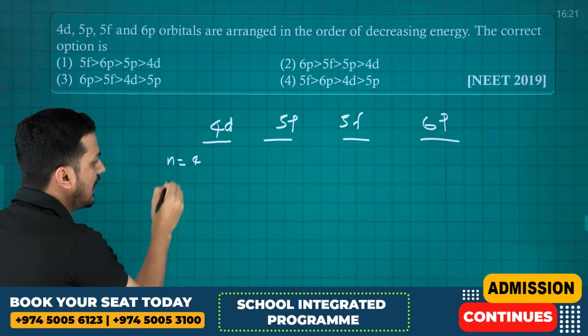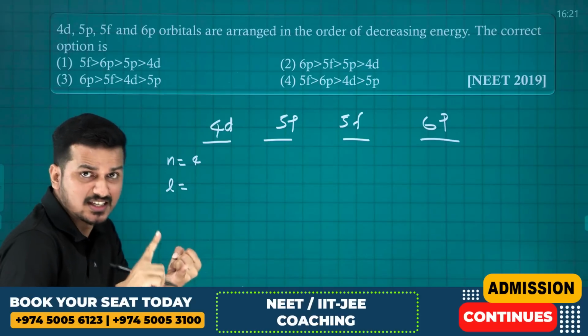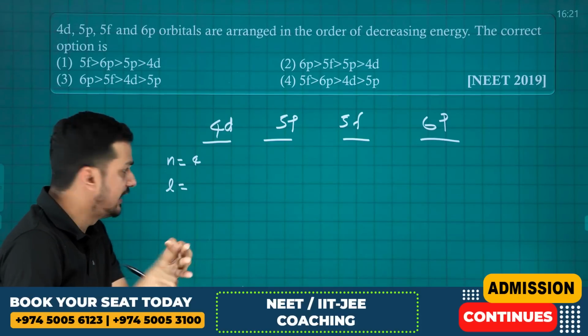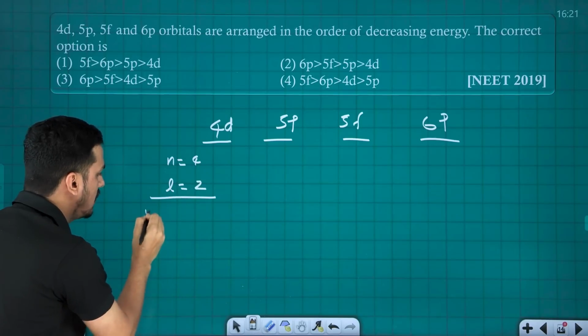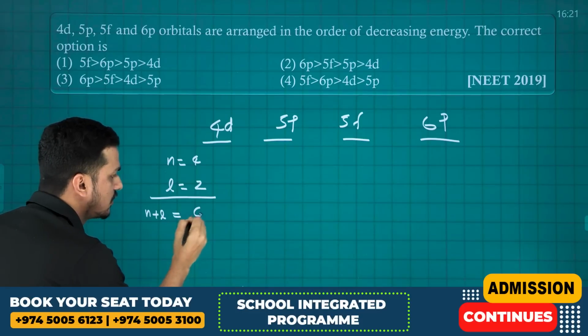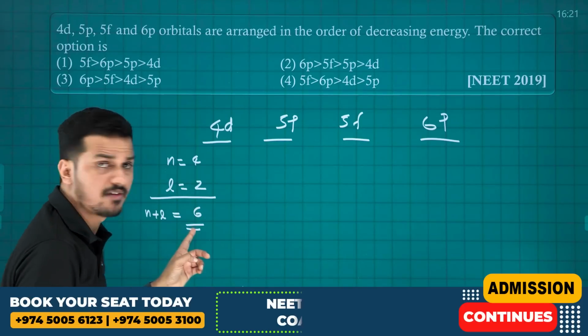The n value is 4. What is the L value? For S it is 0, P is 1, D is 2. So the L value is 2. So what is n plus L here? That is equal to 6. For 4D, the n plus L value is equal to 6.